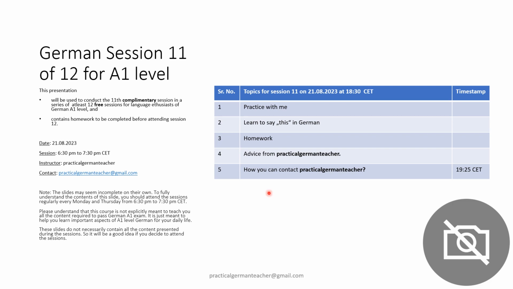This is the agenda for today's session. If you look at it, you might think there is not much to cover today, just like the last session, but as we realized, there is quite a lot to cover. So there are two main topics for today's session.